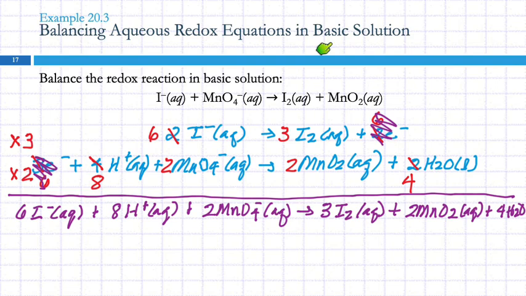But this says basic solution. So here where we have these hydrogen ions, that was the wrong pen. Did not want to do that. Here where we have those hydrogen ions, we need to add the same number of hydroxide ions. And we're going to add to both sides. So I'm going to add 8 hydroxide ions over here and 8 hydroxide ions over there.